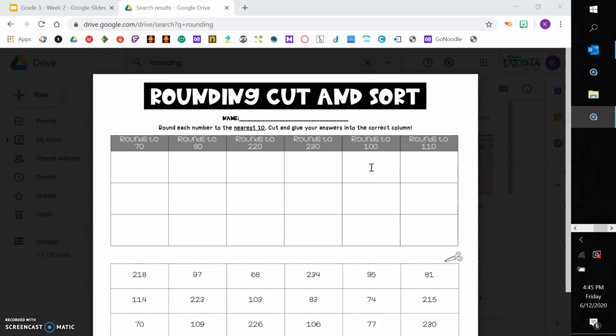So you're going to go ahead, take some time, finish this activity, and then make sure that you submit it through Canvas. If it's through a paper copy, just take a picture and submit it through Canvas. If it's your Google slide, just go ahead and submit that the way that we always do.